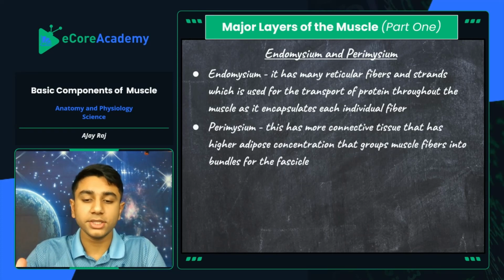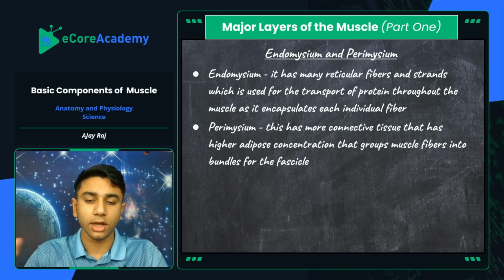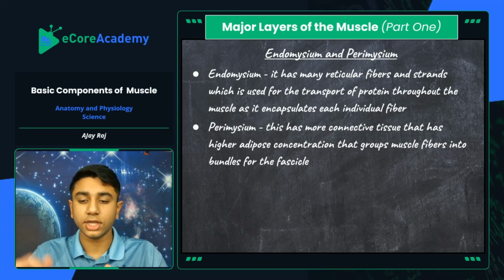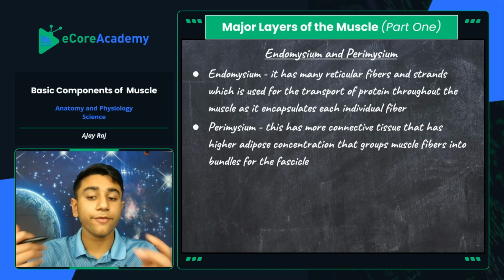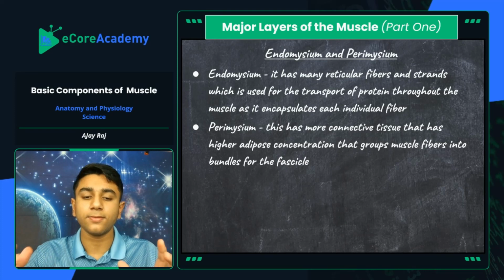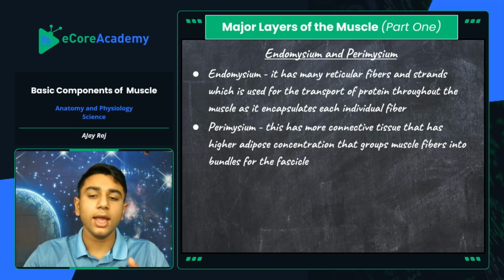So the perimysium has more connective tissue that has higher adipose concentration, and it groups muscle fibers into bundles for the fascicle. So the perimysium is the second smallest layer. It's larger than the endomysium, so second from the bottom, and it has higher fat concentration, and it groups muscle fibers into bundles for the fascicle. And an interesting thing is the body actually retains lots of fat.